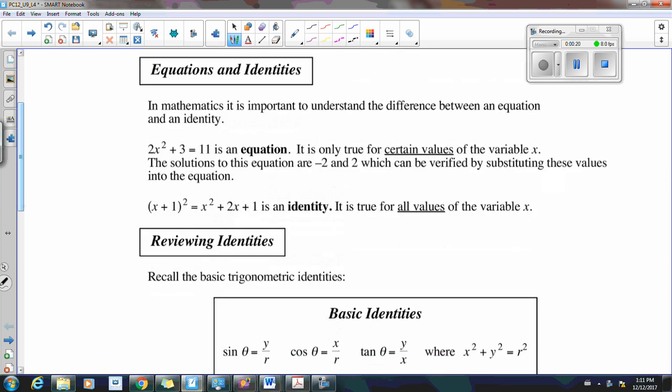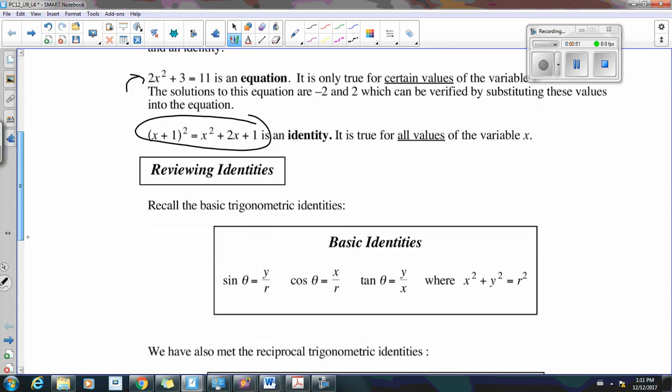The one example they give here is that no matter what x is, x plus 1 squared is equal to x squared plus 2x plus 1. That is an identity because it is independent of what x is. An equation is something like up here, where we have 2x squared plus 3 equals 11. That is an equation because it is only true for certain values. So an identity is true for all values of x. X plus 1 squared must equal x squared plus 2x plus 1.